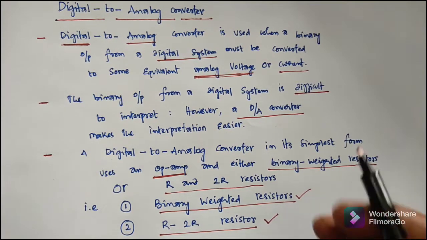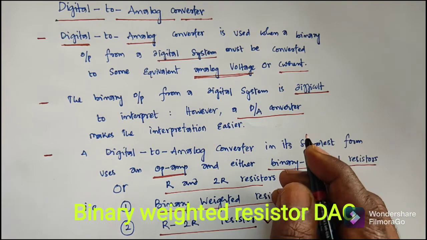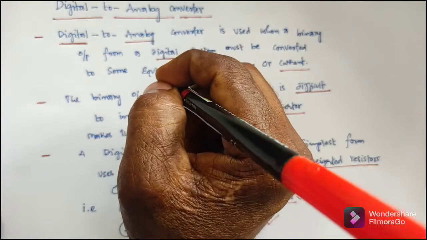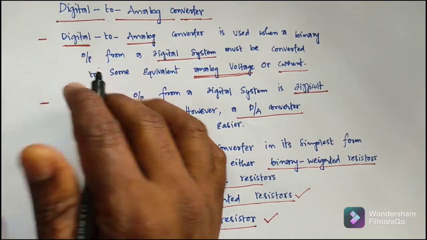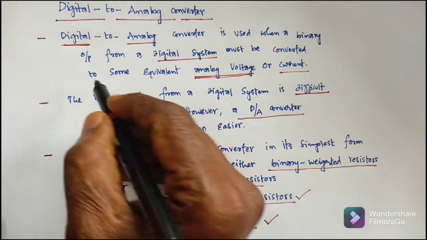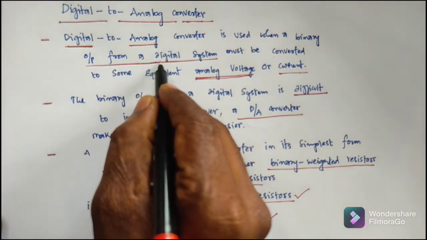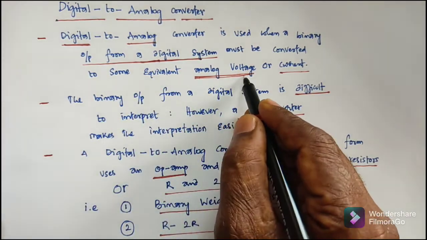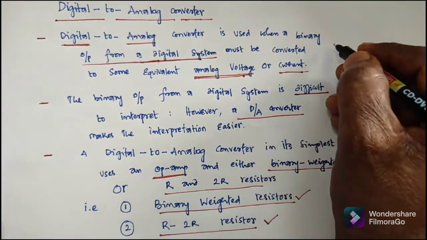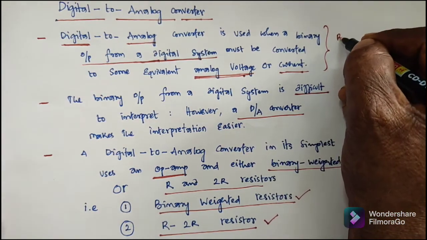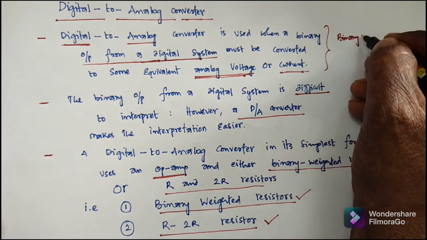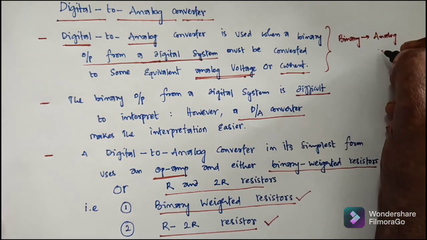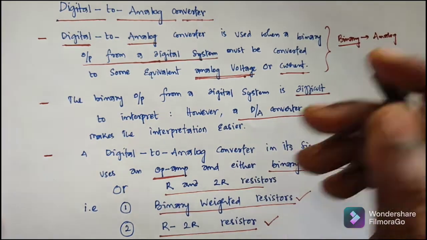Hi friends, now we are going to talk about another topic: digital to analog converters in operational amplifiers. Generally, a digital to analog converter is used when a binary output from a digital system must be converted to some equivalent analog voltage or current. That means you have binary data and it can be converted into analog, which is nothing but voltage or current.